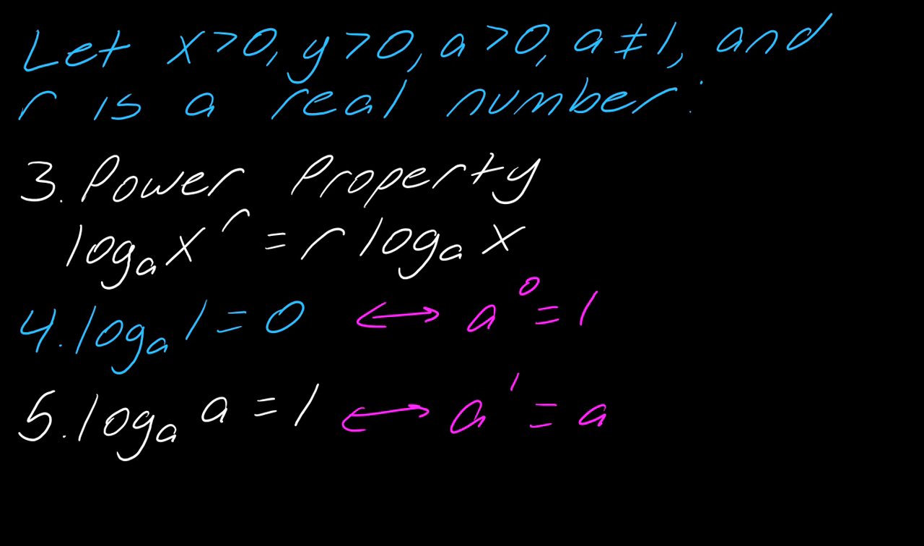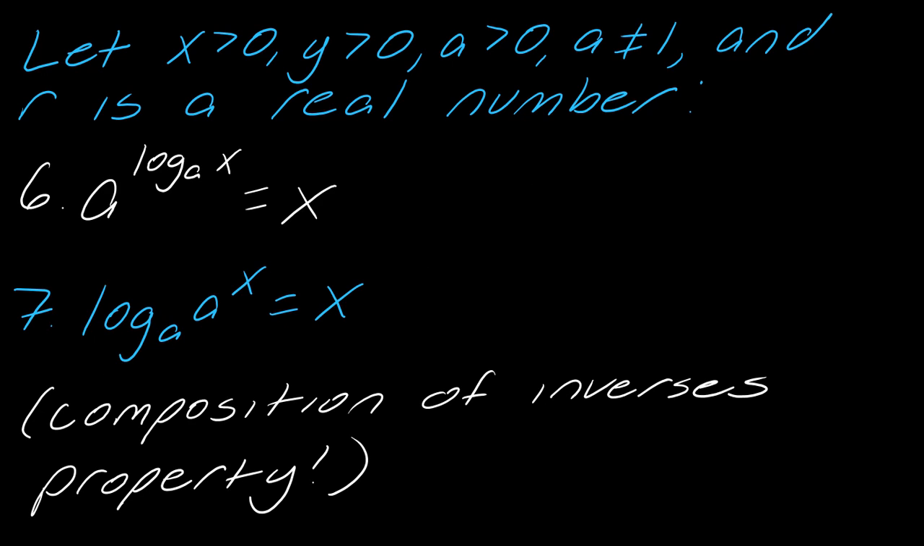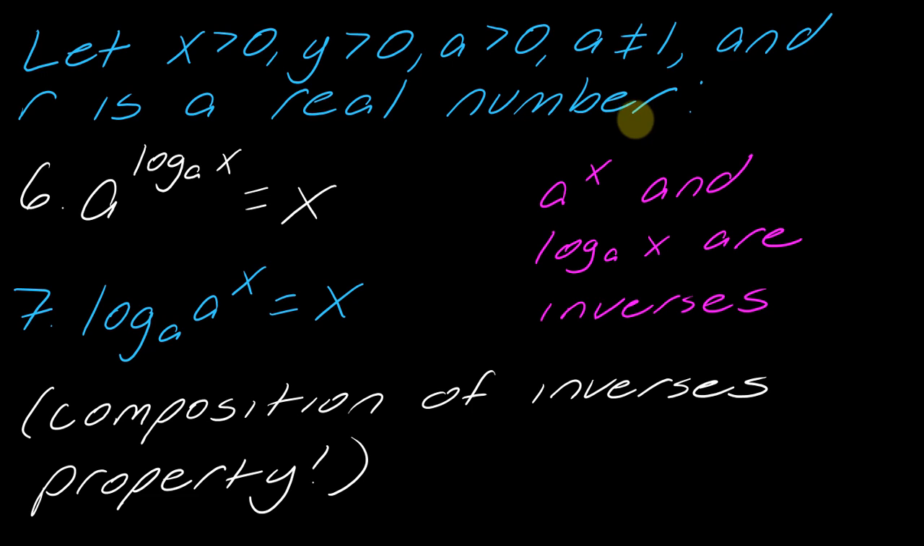The last two properties that I want to show you have to do with the composition of inverses. Remember, a to the x and log base a of x are inverses. In another video I discussed this. If I were to compose them together, a to the log base a of x, if you know about the composition of inverses, then this should equal x, and vice versa. Log base a of a to the x equals x. So these look like properties. This is actually a property of composition with inverses, so not totally surprising.